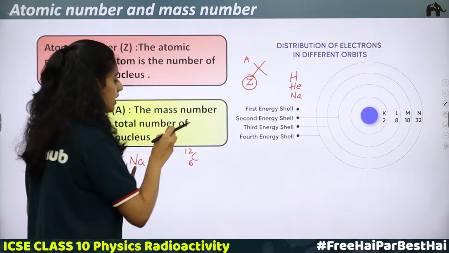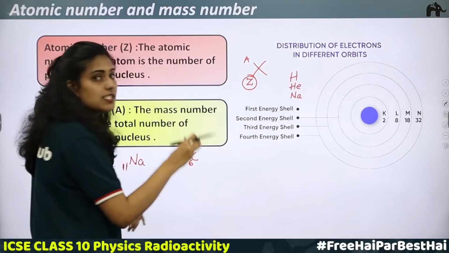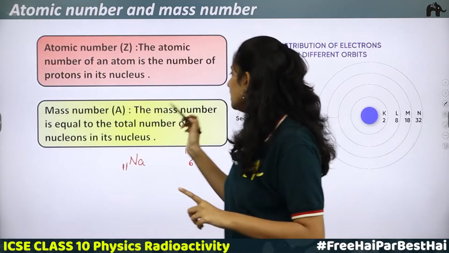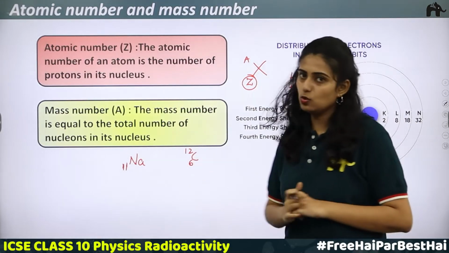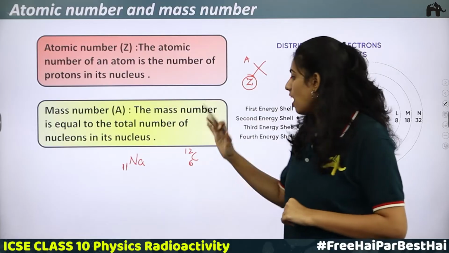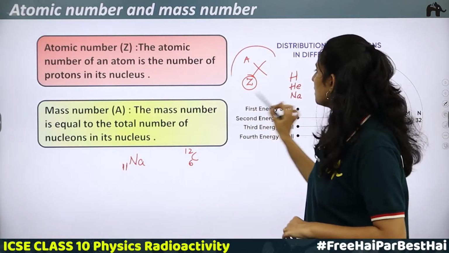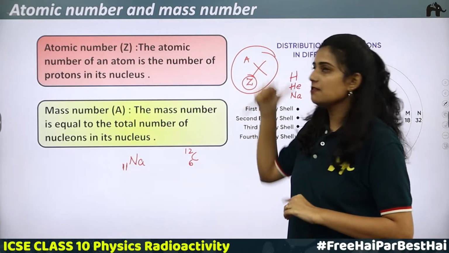12 is the total number of nucleons. It is the mass number. Number of protons plus number of neutrons will give you the value 12. So the mass number is equal to the total number of nucleons inside the nucleus. Clear? You know how to find the atomic number and the mass number, and this is how we represent an element with its atomic number and mass number.